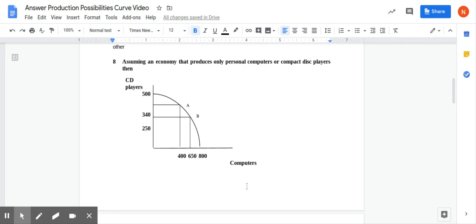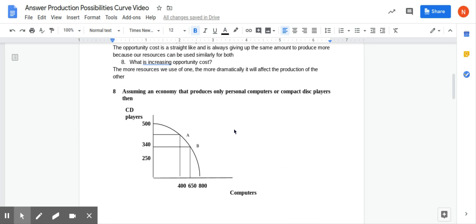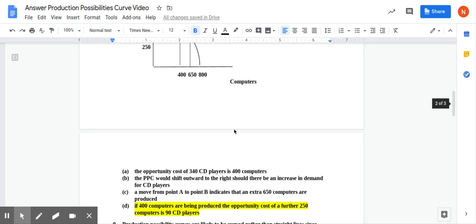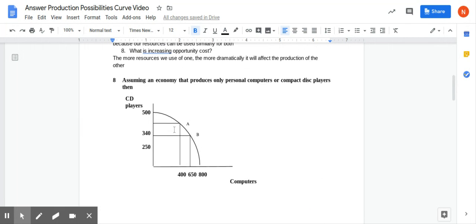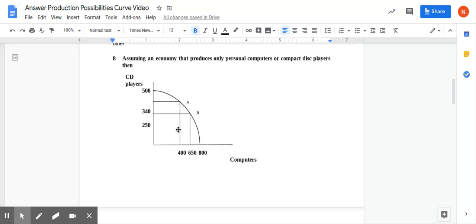For number 8, it's important to realize that the 340 and 250 should be shifted up a little bit, but I'm sure you figured that out. So, assuming an economy that produces only personal computers or compact CD players, A, the opportunity cost of 340 CD players is 400 computers. That is wrong because it's point A: we got 340 CD players, 400 computers. If we're producing 340 CD players, we can also be producing 400 computers. We're not losing anything. We're not giving anything up. We can produce both. So that's not it.